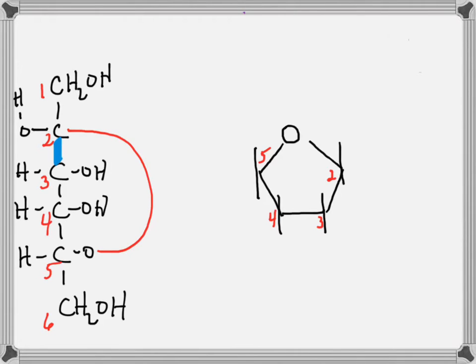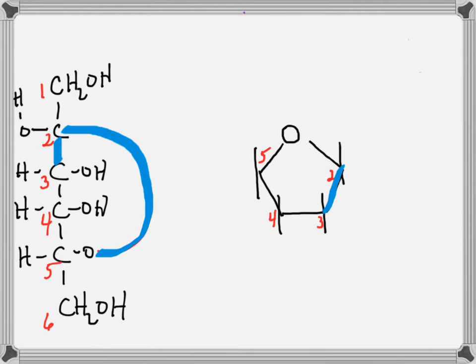So I'll put a nice dark blue line there between carbon 2 and 3 to highlight the one I'm showing you. And notice here on our cyclical structure, that's this bond right there. That's our connection. So we didn't lose that connection. It wasn't involved in the reaction, so it's still there. I have one bond to the oxygen.